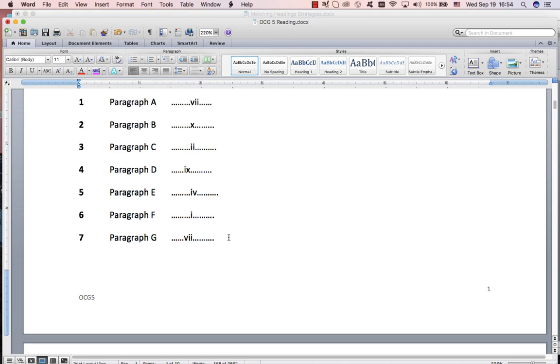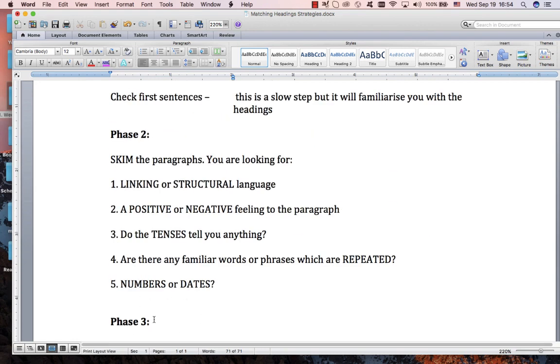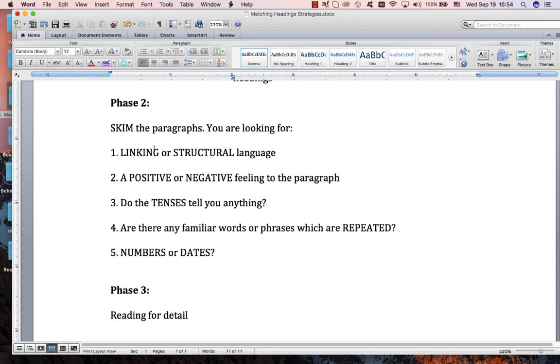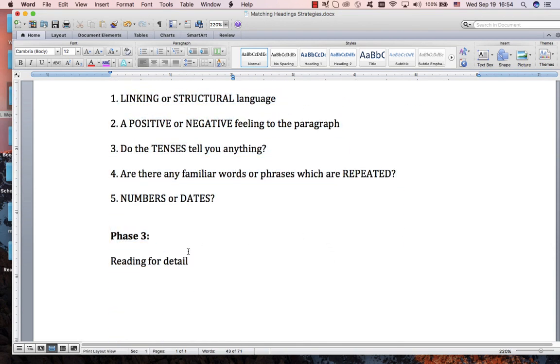Great. So that's your 3-phase strategy for matching headings. I'll add some details in here about what we can look for. Maybe I'll add some stuff here. I don't want to add too much here, but start practicing this strategy. Very important. Don't waste too much time here doing detailed reading. Try and find the ones that jump out at you. These are the easy ones. These are the medium ones. These are the difficult ones.